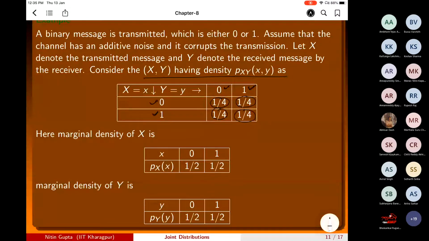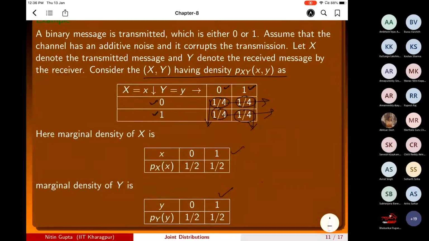So what is the marginal density of x? Marginal is easy to find. You will sum over y values. So 0 gives 1 by 2, 1 gives 1 by 2. Similarly, for the marginal density of y, you have to sum over x. So probability y is equal to 0 is 1 by 2, and similarly probability y is equal to 1 is 1 by 2. So this is the case. Now, whether x and y are independent.